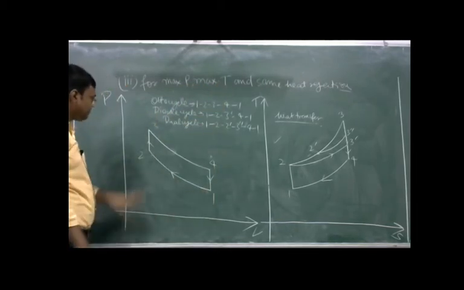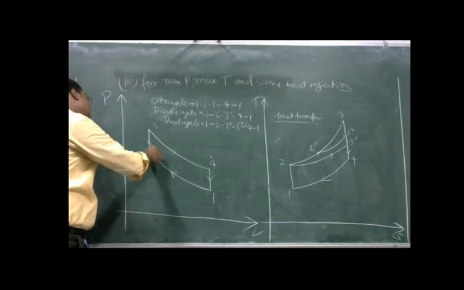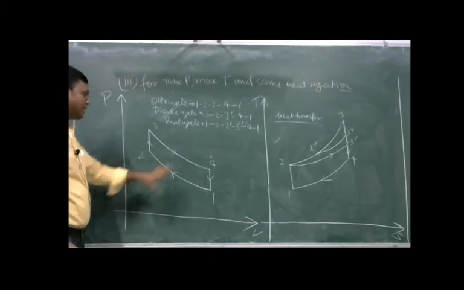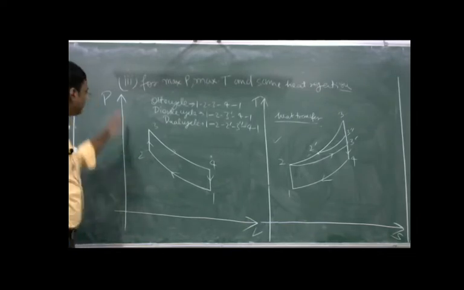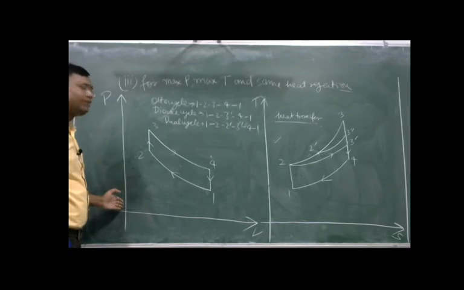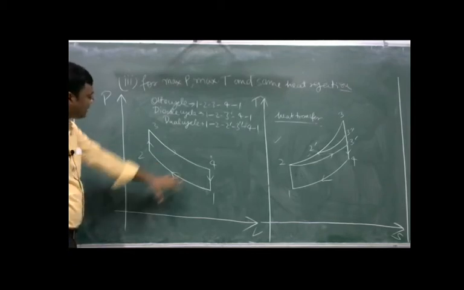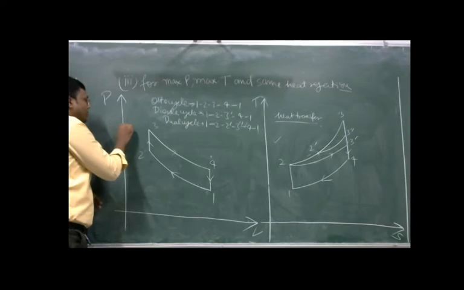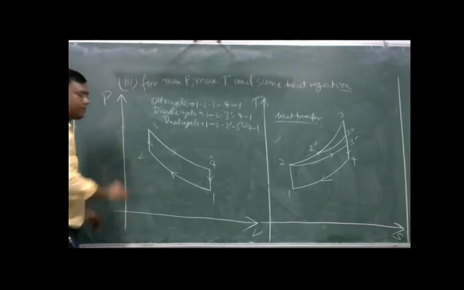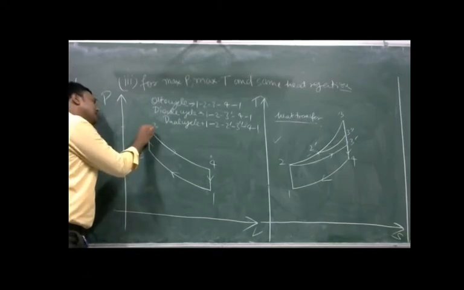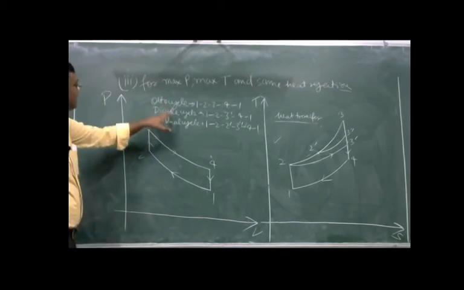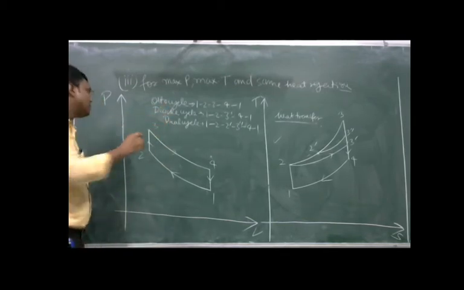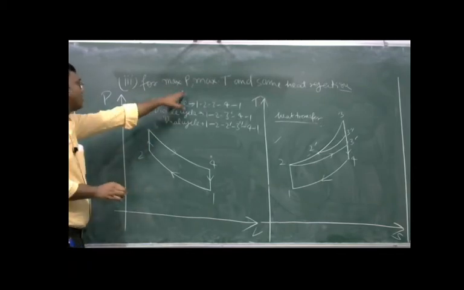In this Otto cycle diagram, if I ask at which point pressure is maximum, this is the pressure axis, then we can easily see that pressure is maximum at point 3. So for the Otto cycle, this point 3 is the maximum pressure. We have to keep this point the same for all the cycles, Otto cycle, diesel cycle and dual cycle. Then only the maximum pressure will be the same for all.